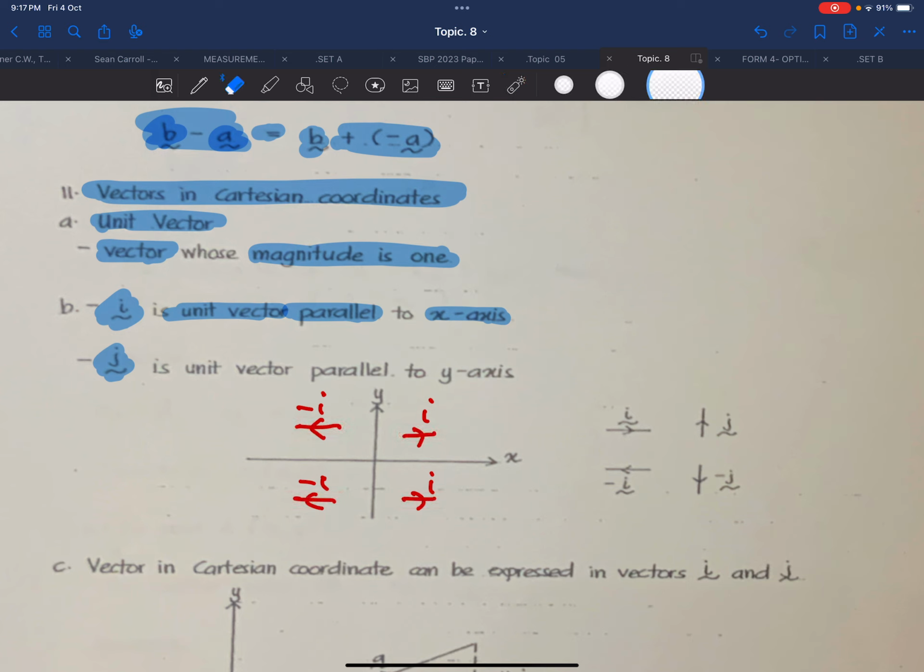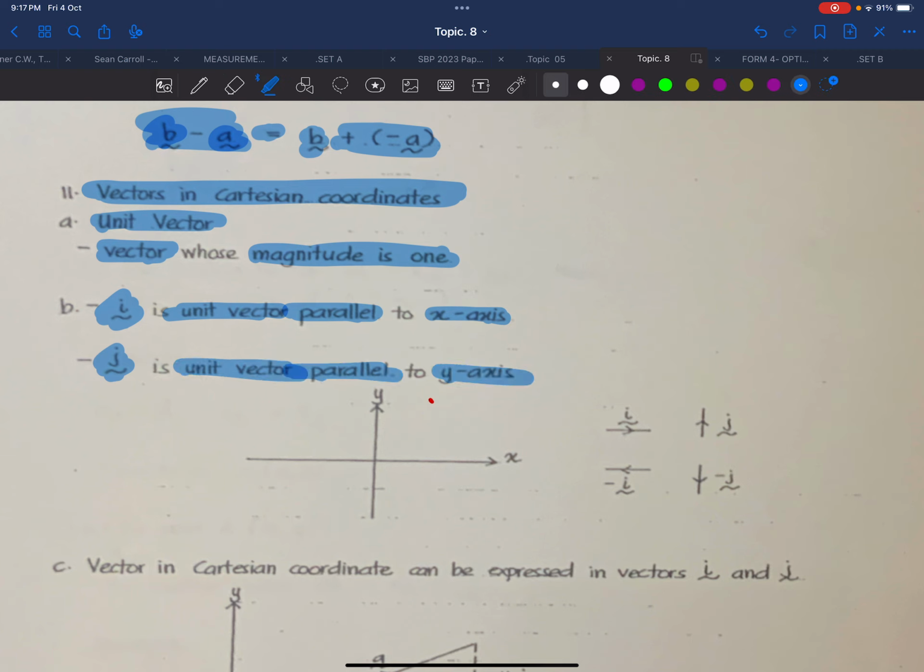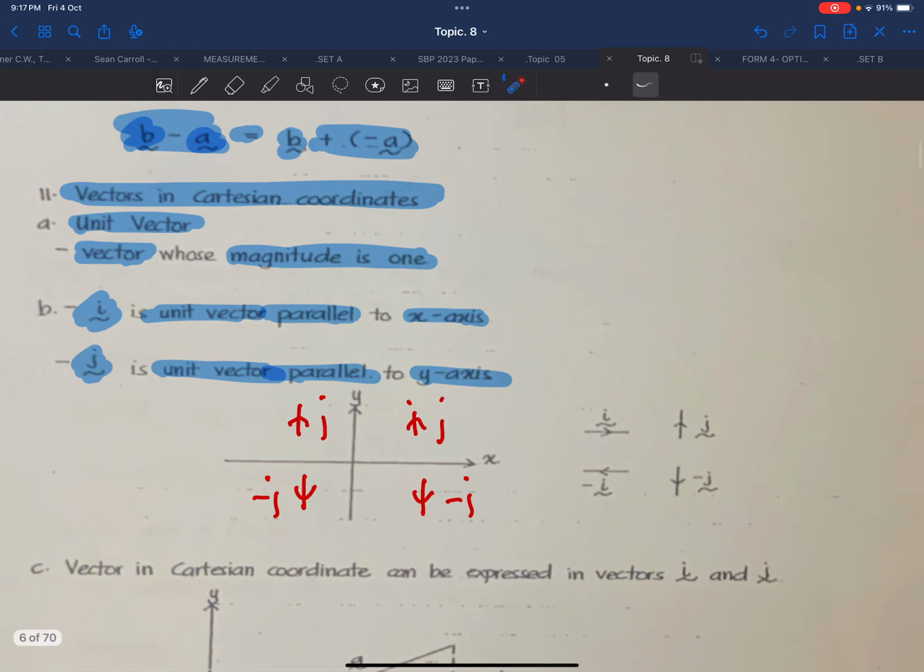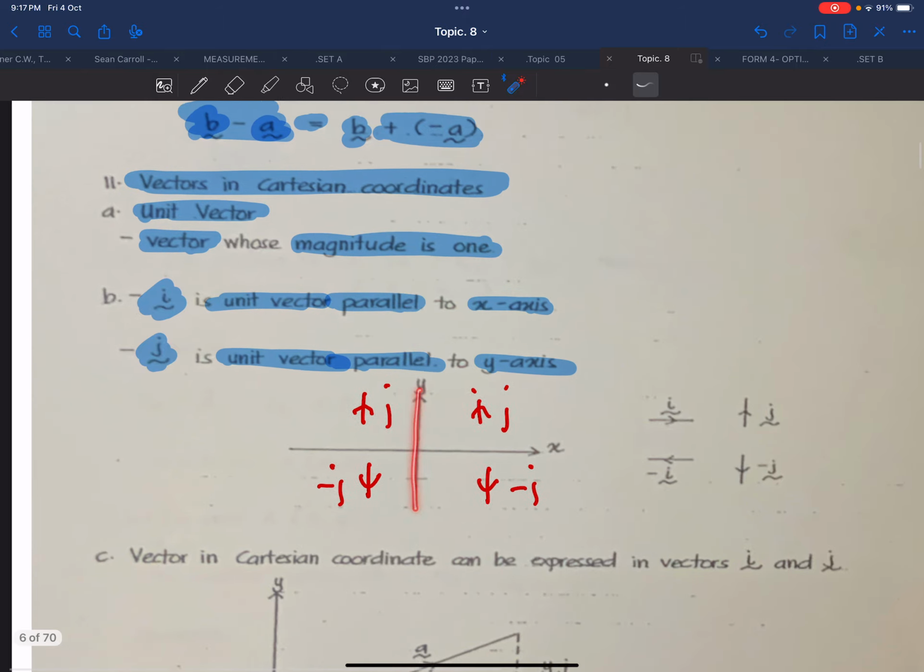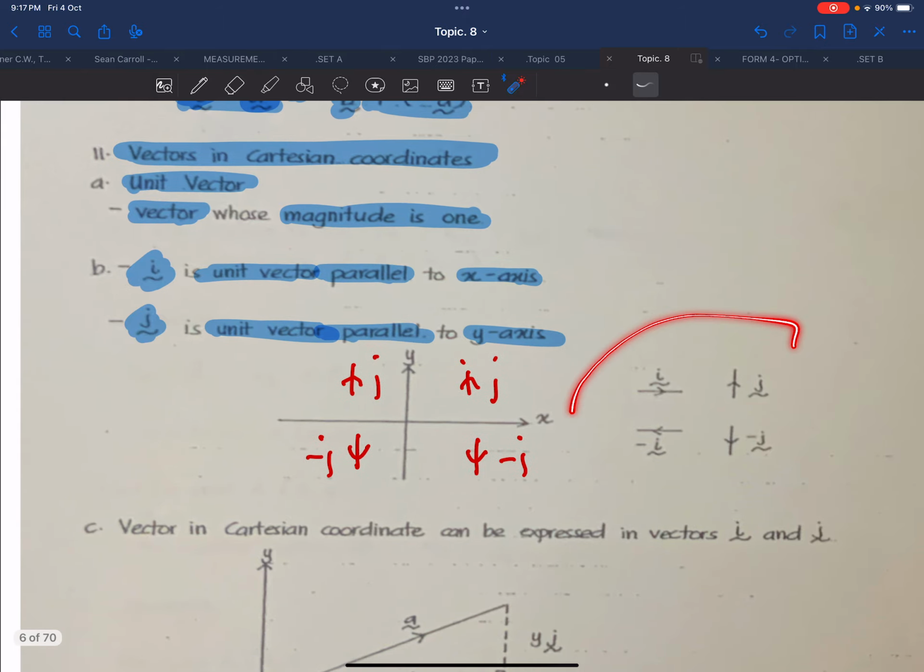Next, we have j. Again, j is the unit vector parallel to the y-axis. This is j. If it's going up, positive j. If it's coming down, negative j. As long as all the vectors are parallel to the y-axis. Okay, I've shown actually here, the diagram is here.